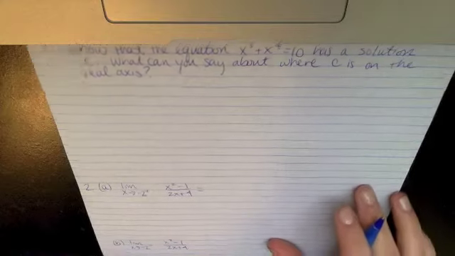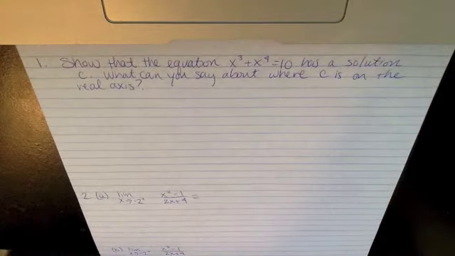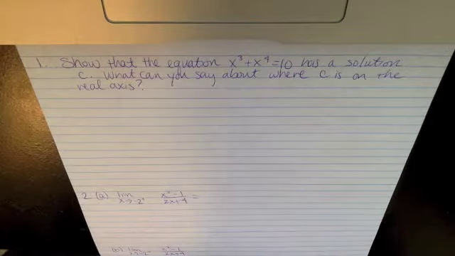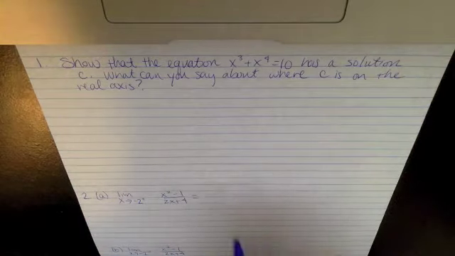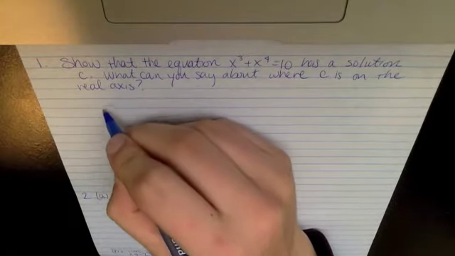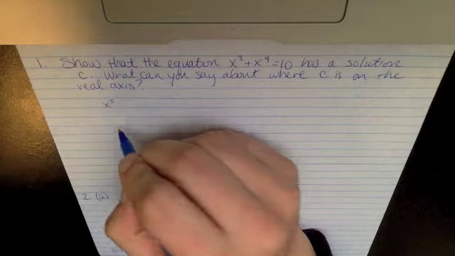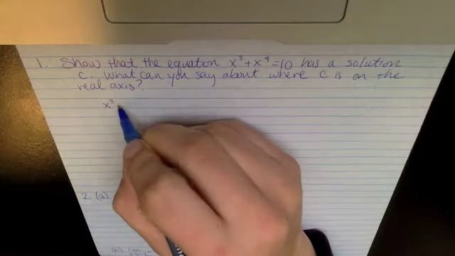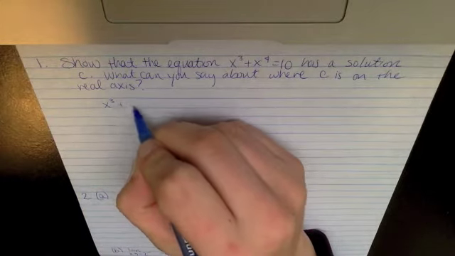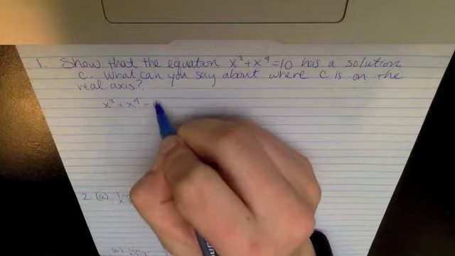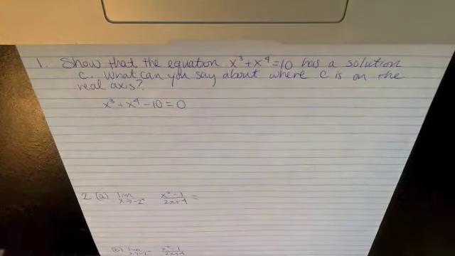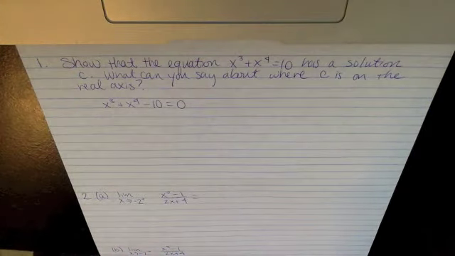Okay, now this question is pointing you towards the intermediate value theorem. Just so that we can really be clear about what we're talking about, I like to rewrite this equation. Rather than x cubed plus x to the fourth equals 10, I'm going to rewrite it as x cubed plus x to the fourth minus 10 is equal to 0. Now I can really see how I can apply the intermediate value theorem.